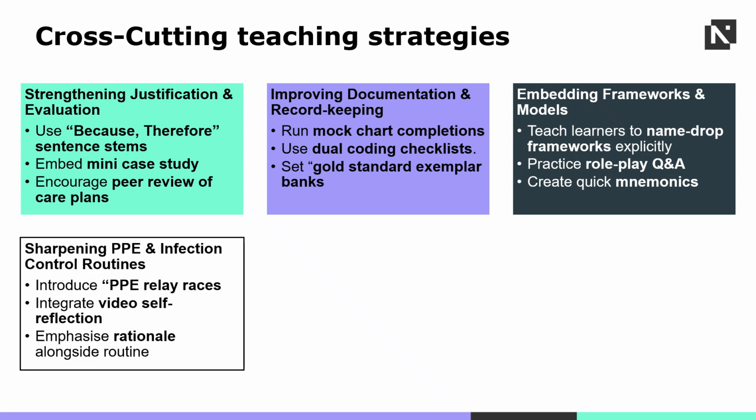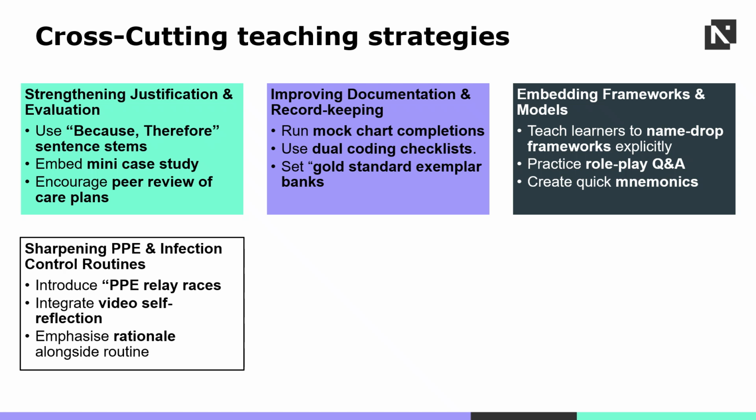Number 4, sharpening PPE and infection control routines. Introduce PPE relay races, time don and doff practice with peer spotting sequence errors. Integrate video self-reflections. Learners film their PPE sequence and identify missteps. Emphasize rationale alongside routine. Gloves first because contamination risk is highest here.